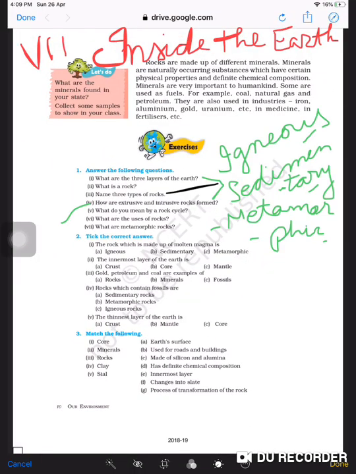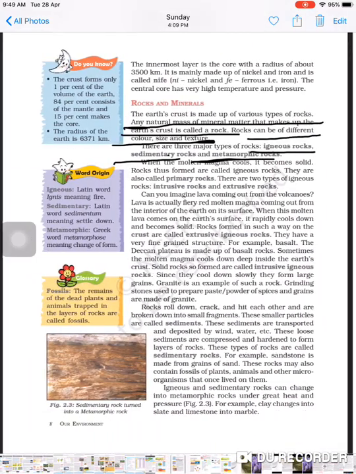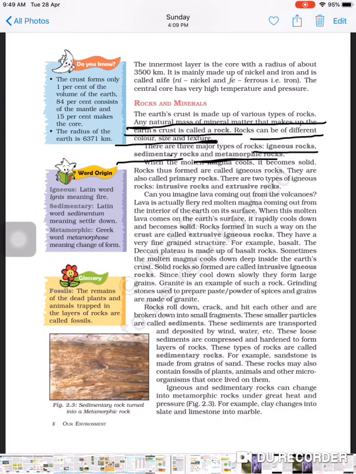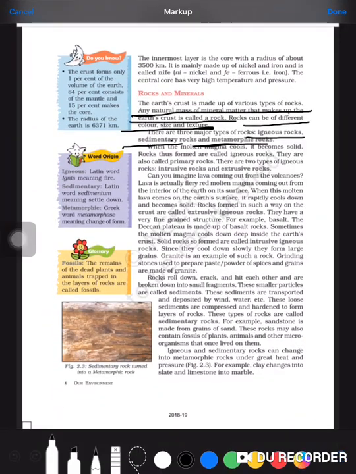I will just highlight, it's not possible to write here. Extrusive and intrusive rocks. When the molten lava comes out on the earth's surface, it cools down and becomes solid. In this way, extrusive igneous rocks are formed. The example is the Deccan Plateau. Next, the molten magma cools down deep inside the earth's crust and solidifies, so intrusive igneous rocks are formed.